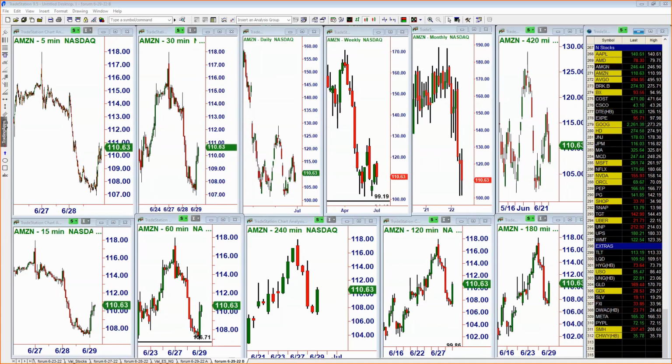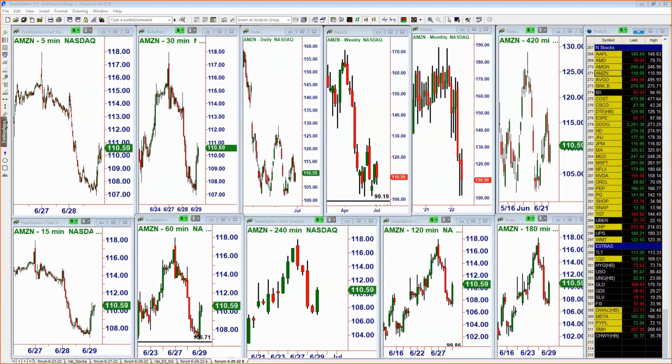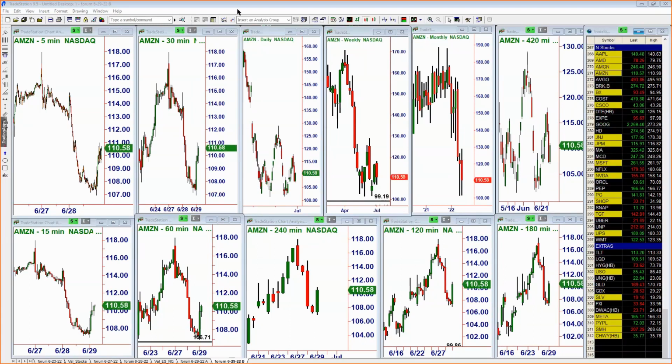Everybody wants confirmation when they enter the market. Unfortunately, that confirmation comes in the middle. You can have confirmation or you can have the low risk, high reward entry in a market, but you can't have both. On that note, we will see you next time.